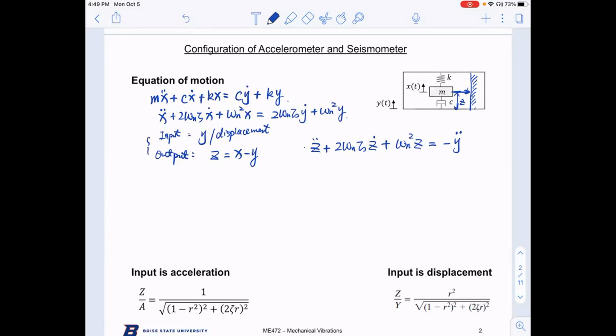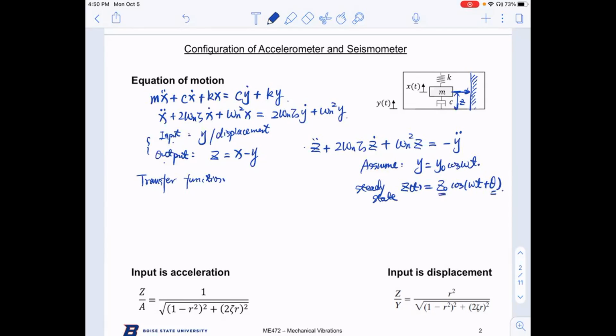As we can tell here, the input is displacement, and the output is z. We want to find the steady state response of the variable z. That's why we have to find the transfer function. Remember the final destination in the top right corner. We want to find the steady state. Let's assume y is y naught cosine omega t, and we want to find z(t) steady state equals some Z naught cosine omega t plus theta. We want to find the phase lag and the amplitude. The frequency will be the same because it's a linear system.